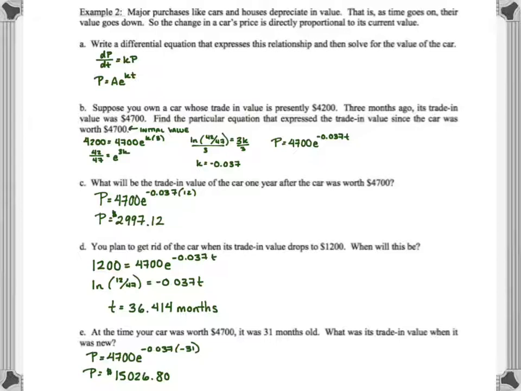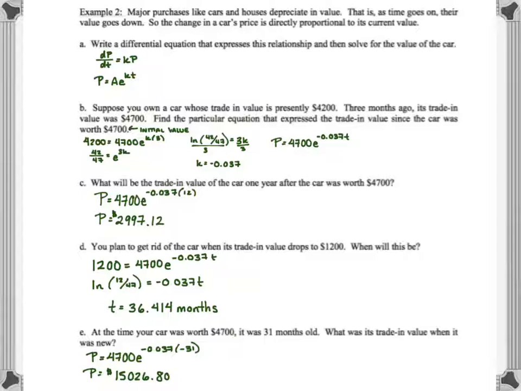Suppose you own a car whose trade-in value is presently $4,200. 3 months ago, its trade-in value was $4,700. Find the particular equation that expresses the trade-in value since the car was worth $4,700. Well, since it started at $4,700, then $4,700 is our initial value. So I plugged in $4,700 for A, $4,200 for our ending amount, and 3 for 3 months ago, and then I can solve for k. So divide by 4,700, take the natural log of both sides, divide by 3, k is negative 0.037. So my equation would be P equals 4,700e to the negative 0.037t.